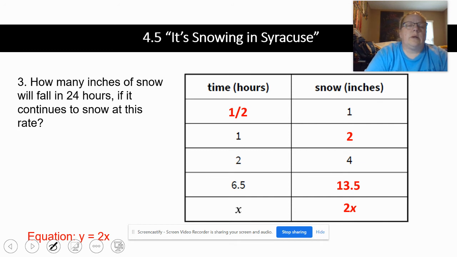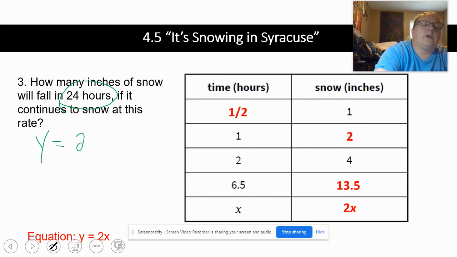So let's look at question number 3. How many inches of snow will fall in 24 hours if it continues to snow at this rate? Okay, so here I have a time, and notice this is 24 hours. I don't have 24 hours in my data table, okay? But remember, X represents the number of hours that I could have.